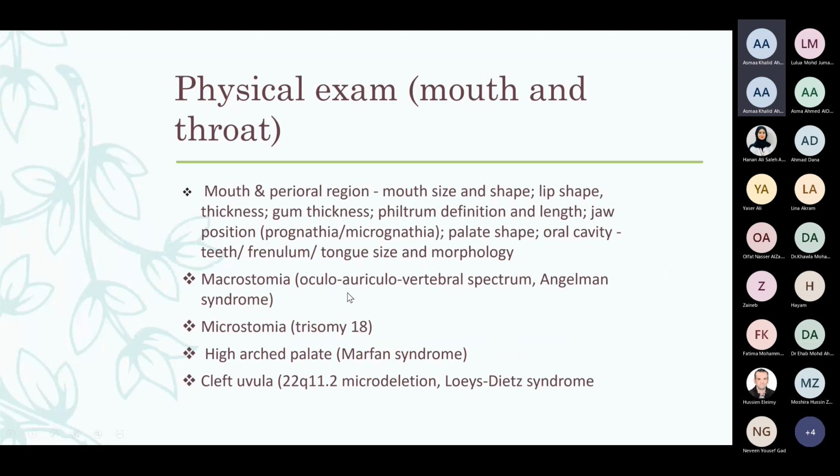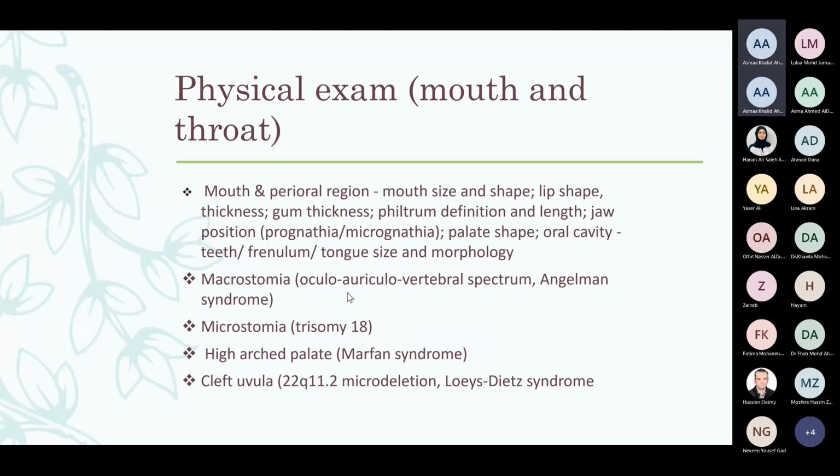Now we go to the mouth and throat. There are not many things you will see in the throat, but you will see the mouth and perioral region. You will see the mouth size, shape, the lip shape, the thickness, if there is gum thickness, philtrum definition and length, the jaw position. Also, you will see it when you examine the face, and you will see the palate, oral cavity, teeth. There is a frenulum and tongue size, morphology.